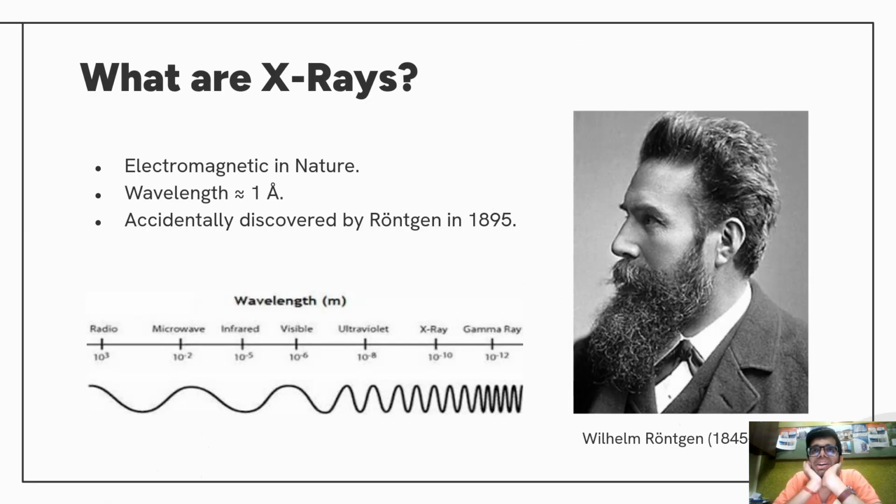X-rays are electromagnetic waves, and their wavelength is of the order of 1 angstrom, which is thousands of times smaller than visible light waves. That means they have about 1,000 times more energy than visible light. They are obviously heavily used in medical technology, and they were accidentally discovered by Röntgen in 1895, and he was awarded the very first Nobel Prize in physics for this. Since then, X-rays have been extremely significant in various technologies.